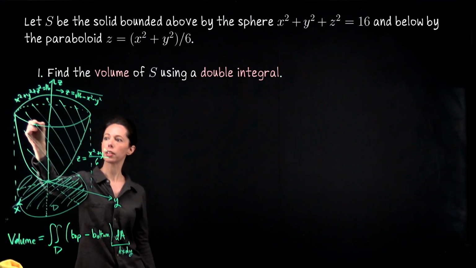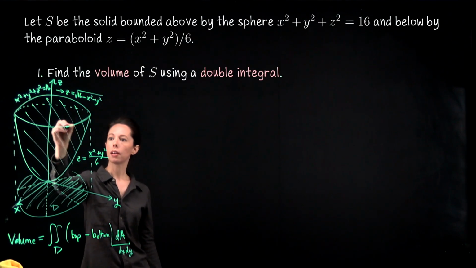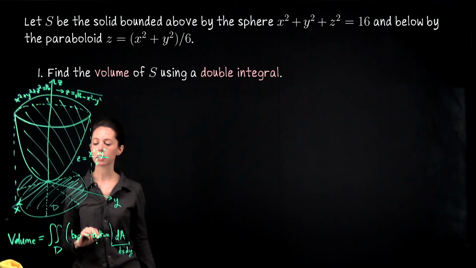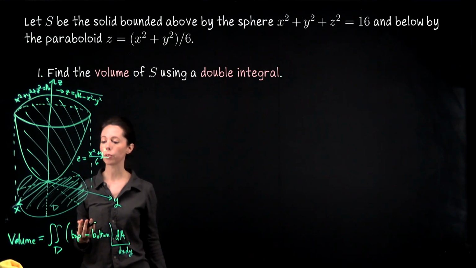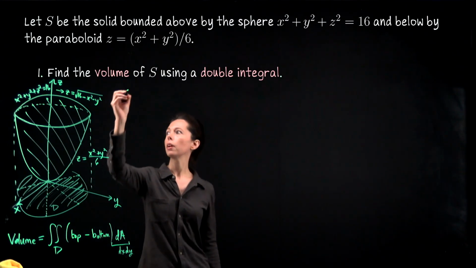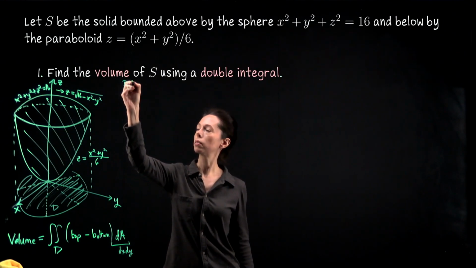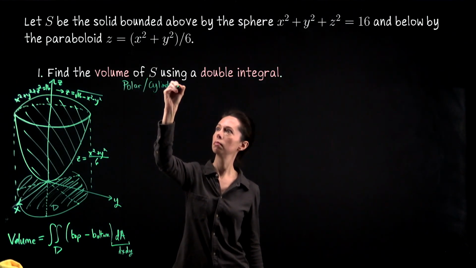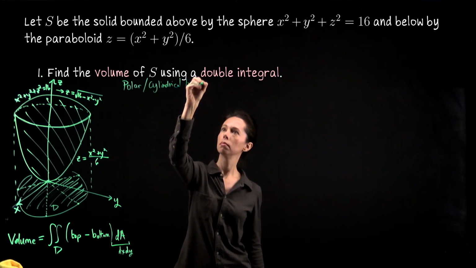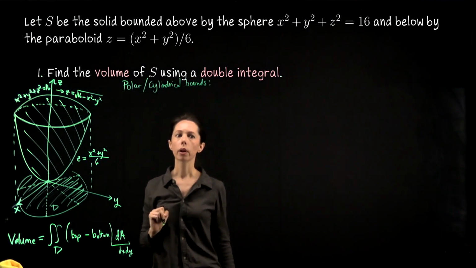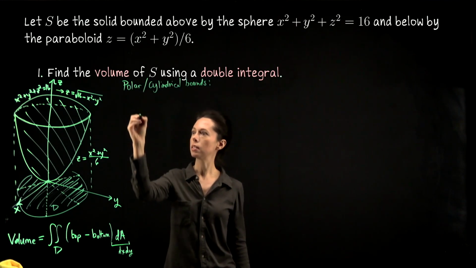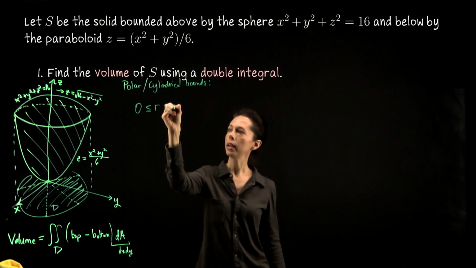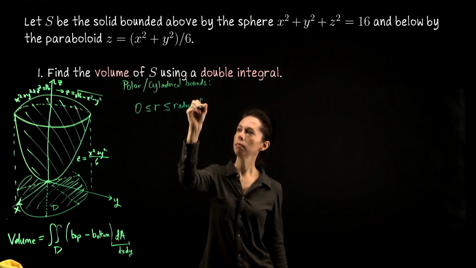and then we're ending on what's actually the shadow of this curve of intersection. So the radius of this circle, which is created when the paraboloid intersects the sphere, is what's going to determine the upper bound for our radial coordinate. So polar bounds, or cylindrical bounds. Okay. We're going to say that 0 is less than or equal to r, is less than or equal to the radius for the curve of intersection.